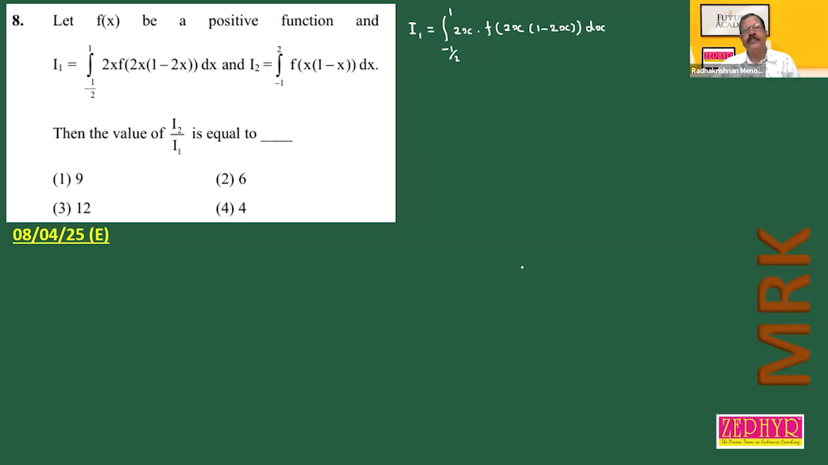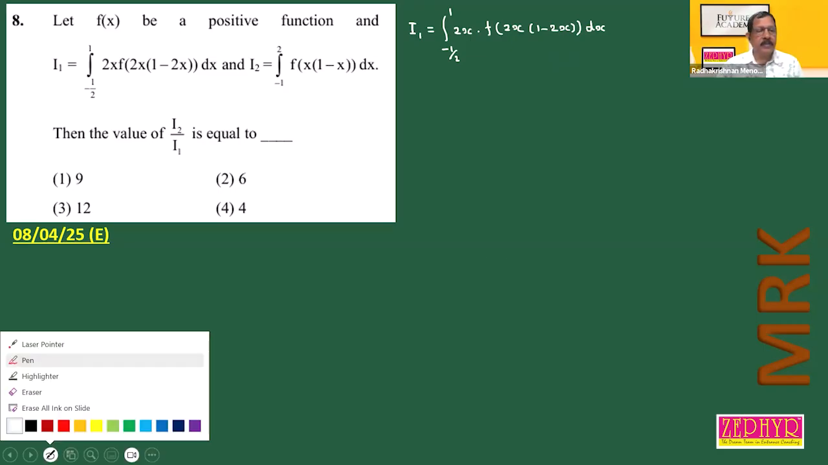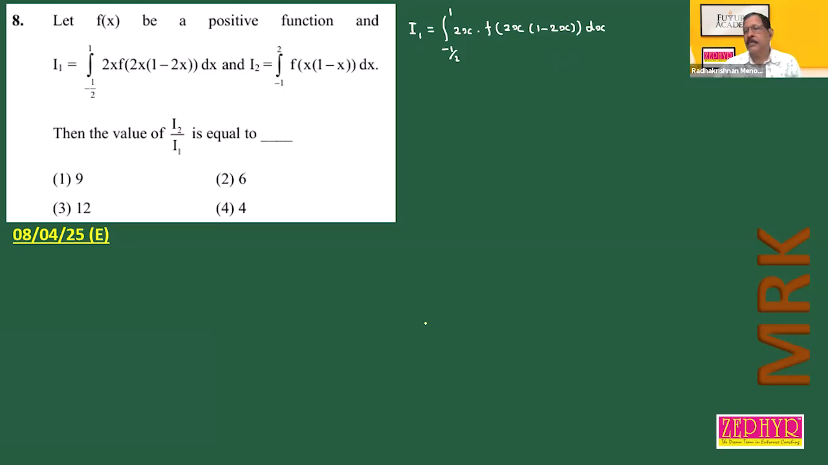So we are using the result: integral a to b f of x dx equals integral a to b f of a plus b minus x.